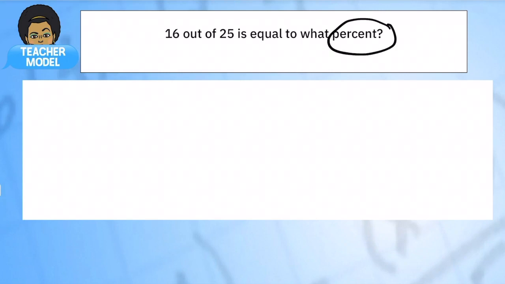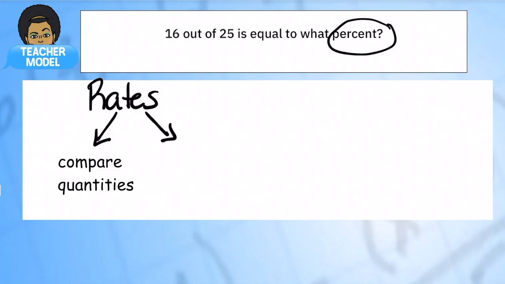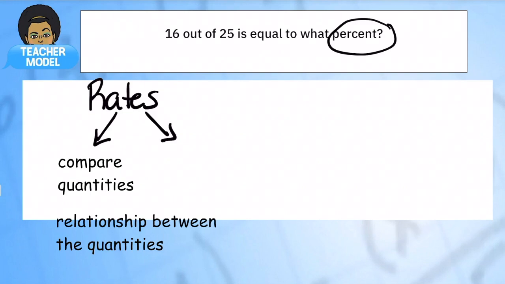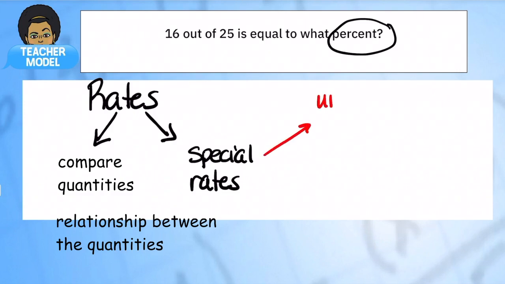That's our goal for today. But I'm going to take a step back and let's talk about rates in general. And we know that rates compare quantities. And we also know that there is usually a relationship between quantities. Somehow, there is something that happens there in that rate. And we also know that there are special rates. Matter of fact, there's one special rate we've talked about a lot. And that first special rate is a unit rate.